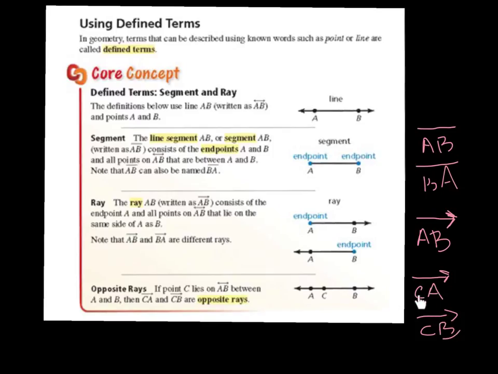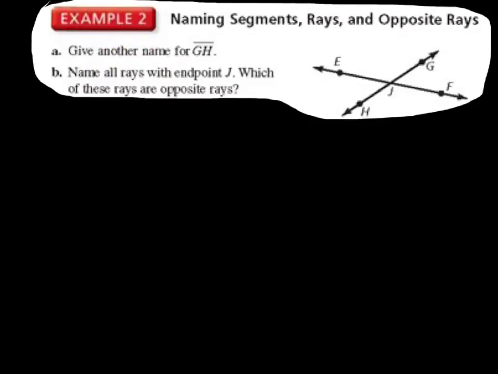So if you looked at it, this is the endpoint, C. Here's my endpoint, and it's going in this direction. And then I have endpoint C and going in this direction. So CA and CB are opposite rays, and also collinear. You should think collinear, same line, right? Good.